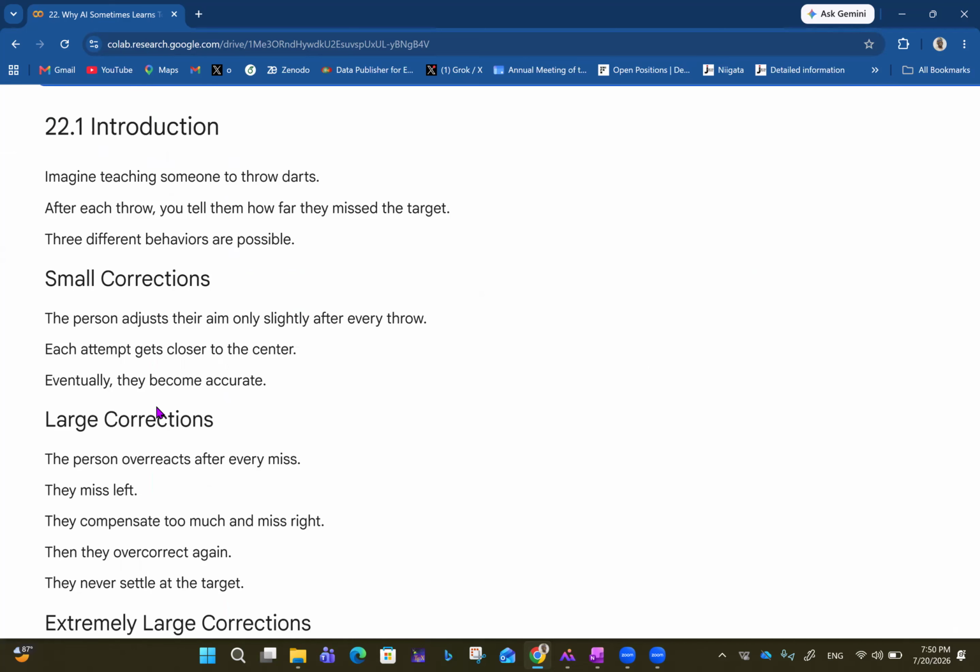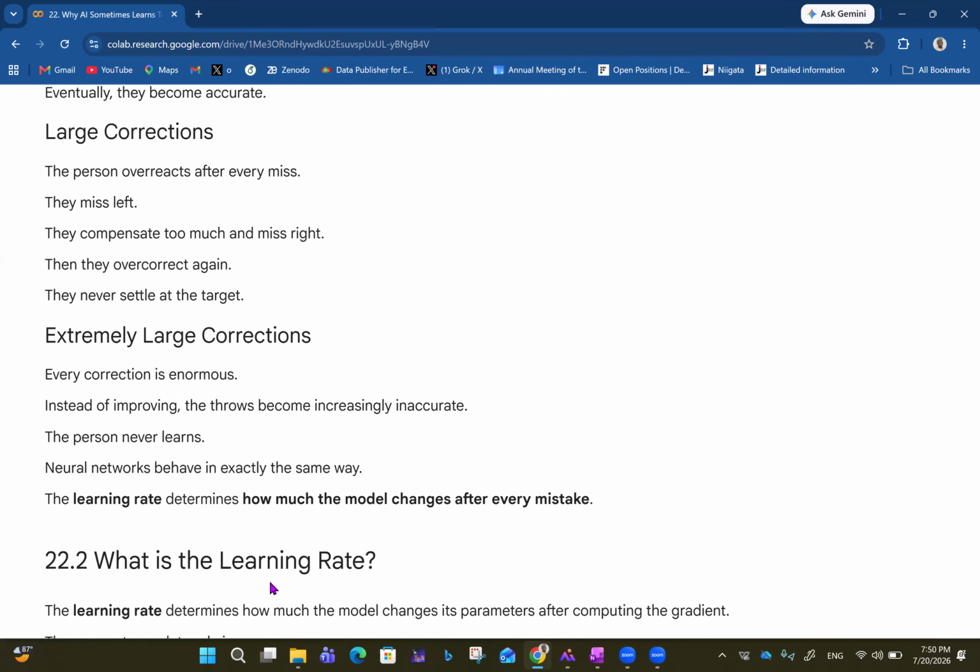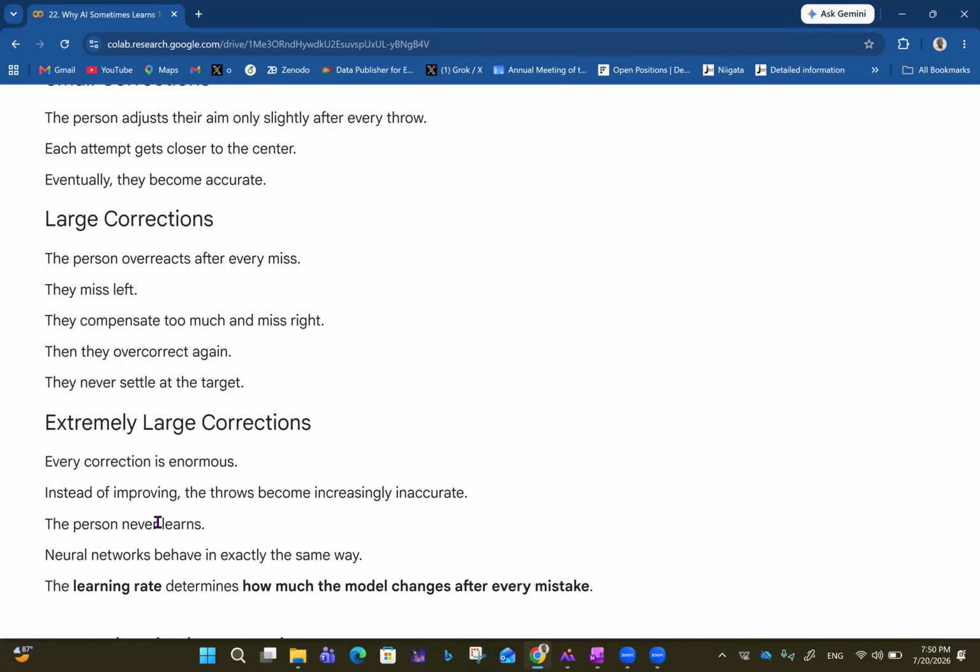But then you can have large corrections. The person overreacts after every miss. They miss left, then they compensate too much and miss right, and then they overcorrect again. They never settle at the target. Small corrections can easily take you to the center, while large corrections will make you miss the target every time. Then you can even have extremely large corrections. Every correction is enormous. Instead of improving, the throws become increasingly inaccurate. The person never learns. Neural networks behave in exactly the same way.